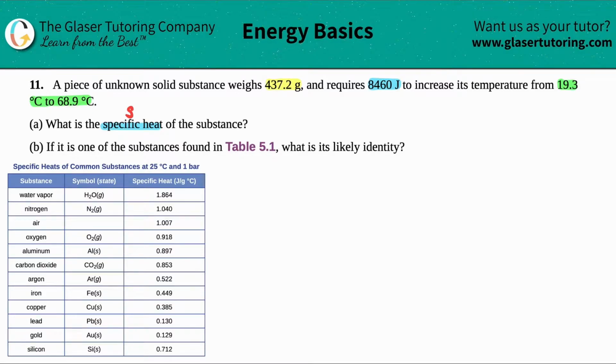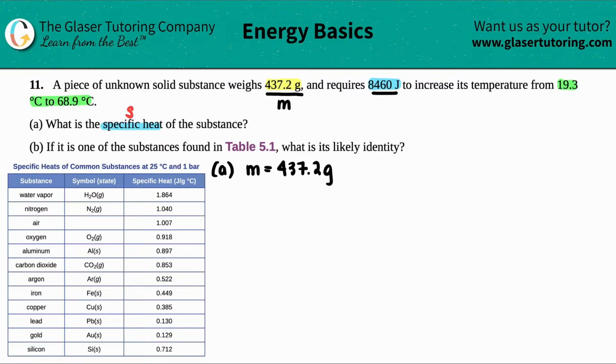Now, what else did they give me? Well, let's just go through the question again and write down all of the units and the variables that they gave me. They said that we have a piece of unknown solid substance weighing 437.2 grams. Any type of gram value is a mass, so I label that as M. So for letter A, I have a mass value in M of 437.2 grams.